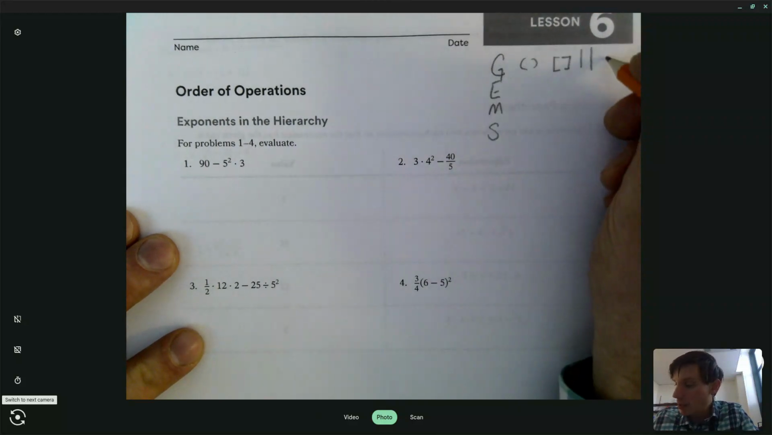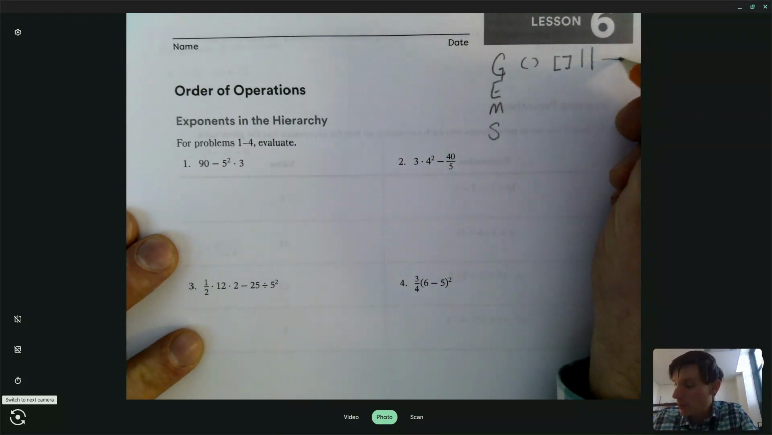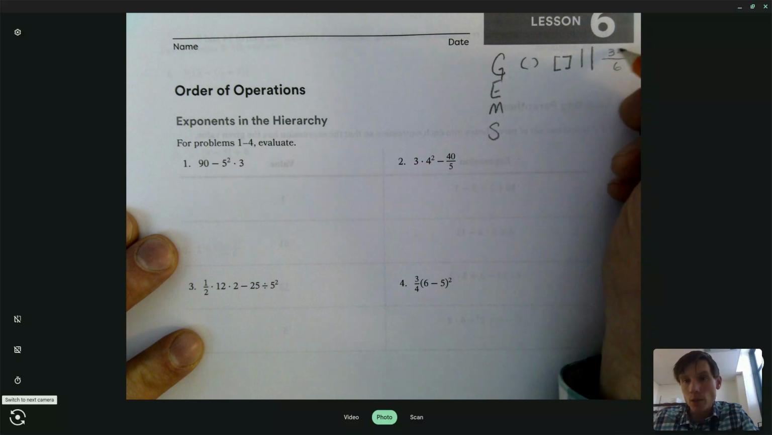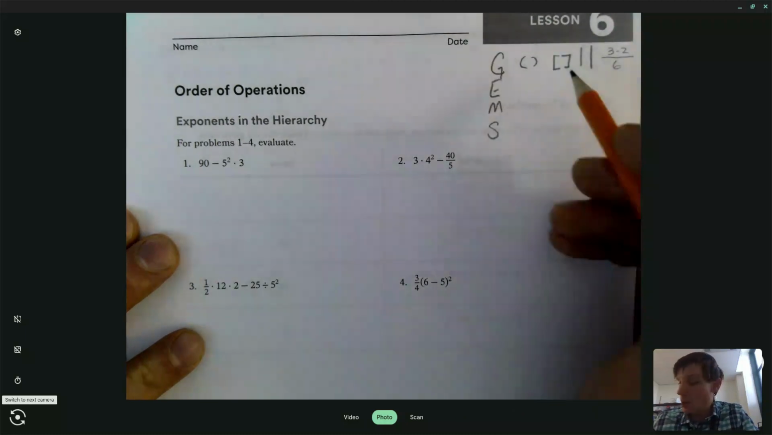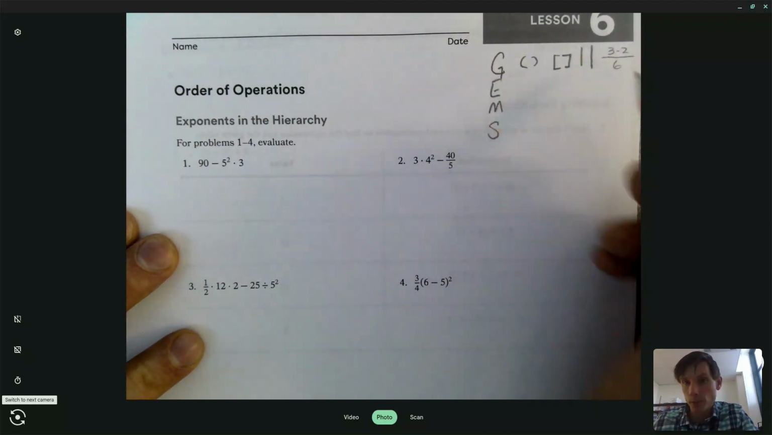It can even be if you're looking at a large problem with a large division sign, you've got to say 3 minus 2 over whatever 6. You got to do the top first, right? Because it really kind of groups it as well before you can divide, right? So anyway, this is our grouping, right?